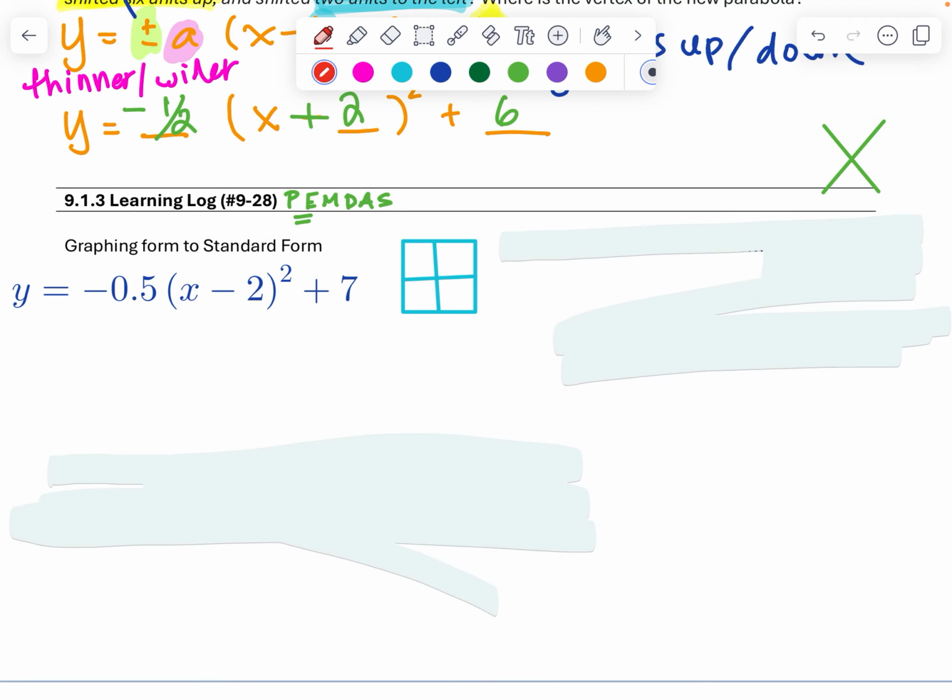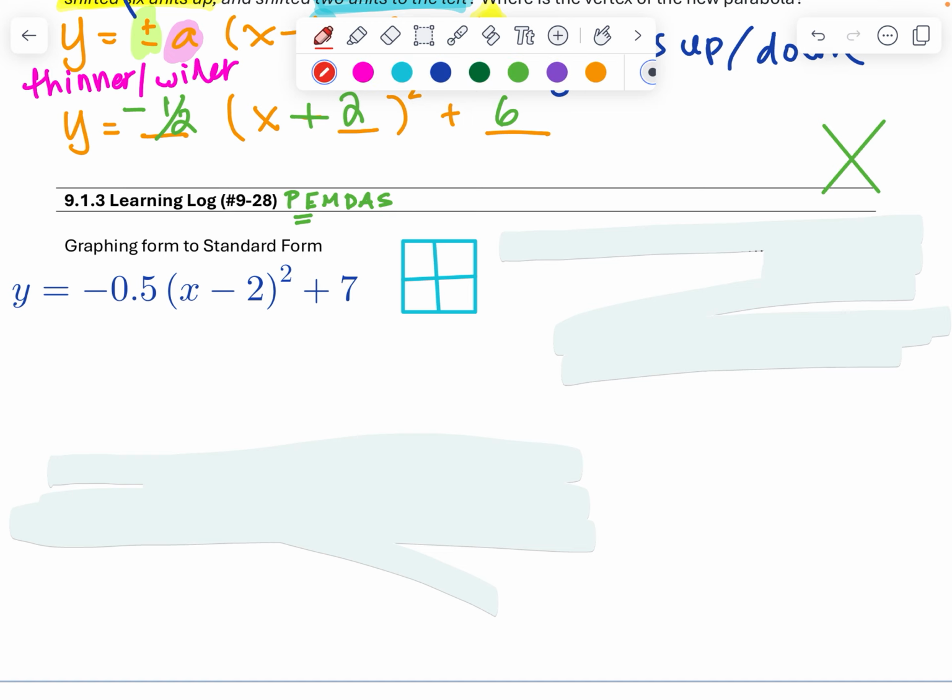Hello, we are going to be learning how to change from graphing form to standard form. And the main key on this is to be following PEMDAS, that you have to follow order of operations. So you always start with your parentheses and then your exponents, and then you go on to multiplying and dividing, and last thing you do is adding and subtracting. So we're going to keep that in mind.